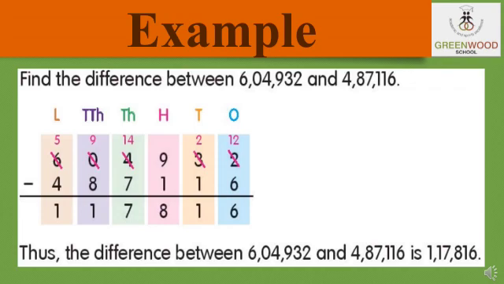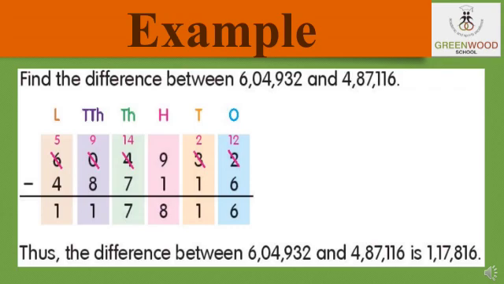Let's see one more example. Find the difference between 6,04,932 and 4,87,116. So, first step, subtract the ones, that is 2 minus 6. So 2 is a smaller number, so we'll borrow a 10 from the tens place. So cut the number 2 and write over there 12. Now as we borrowed one number from tens, 3 will be cut and over there 2 will come.